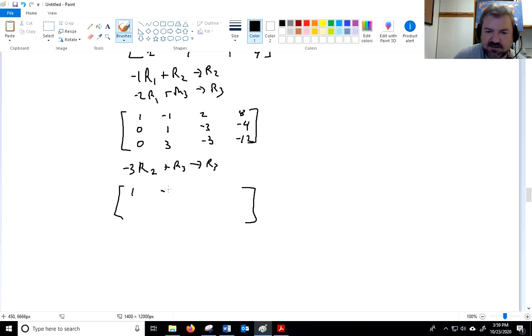So 1, negative 1, 2, and 8. I'm not changing row 2, right? All right, multiply by negative 3 and add. 0 plus 0. Negative 3 plus 3 is 0. 9 minus 3 is 6. That's 12 minus 12 is 0, right? All right, so then I can divide row 3 by 6 and store it in row 3. But I think you ought to know what that's going to be.